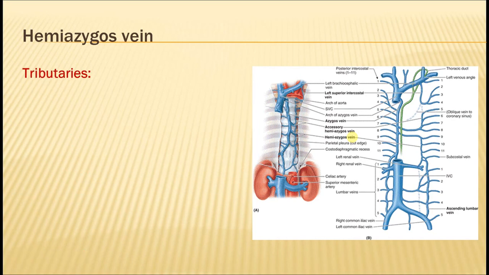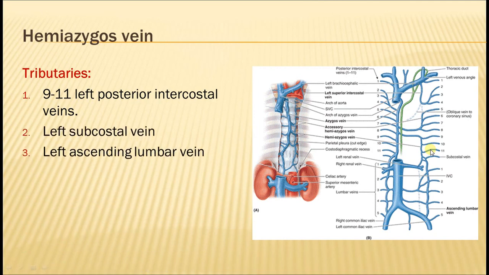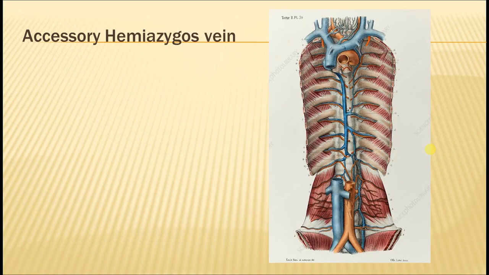So the tributaries of the hemiazygos vein, you are able to see the 9th, 10th and 11th posterior intercostal veins, the subcostal vein, left ascending lumbar veins, and small esophageal and mediastinal veins. So these are the tributaries. It mainly drains the 9th to 11th posterior intercostal spaces, and the formative tributaries are the left subcostal and the left ascending lumbar vein. Next is the accessory hemiazygos vein.